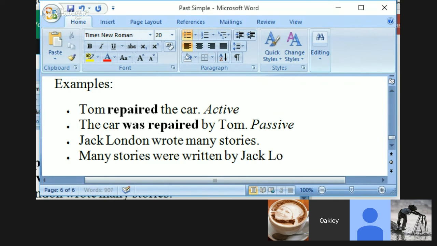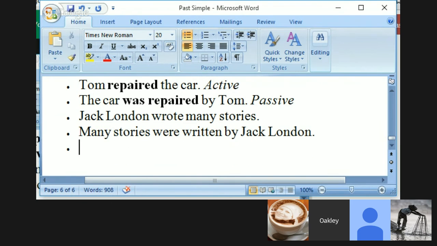Now, this is an extremely common use of the passive past simple. This is extremely common, to talk about authors, artists: who wrote this, who painted that, who built this, who did this or that. This is a very common and practical use of the passive. So, great. Good example. Thank you. Christian, you want to give it a try?